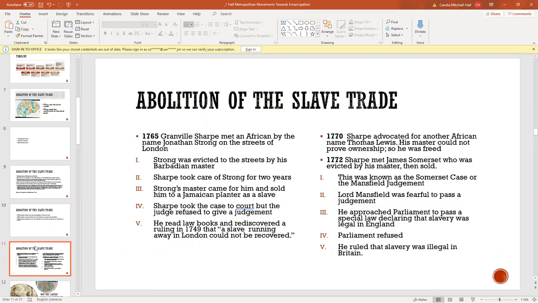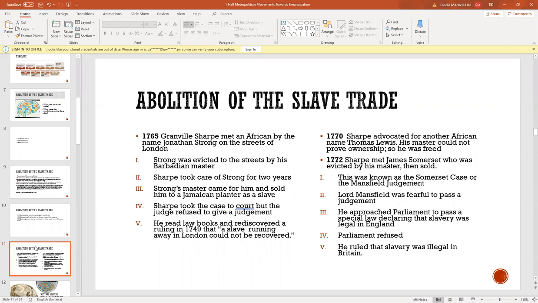Now, while this was going on, Strong lived with Sharp for 2 years. And while he was there, Strong's master returned and said, listen, I have sold him to a Jamaican planter. He's my slave and I am not dealing with him again. I don't want him to work for me. I have sold him to a Jamaican planter. He's going to Jamaica.